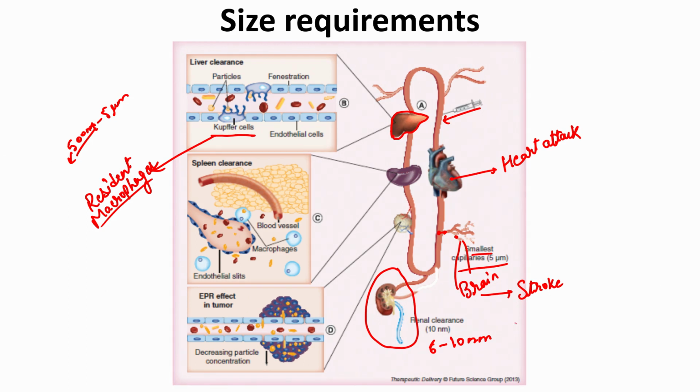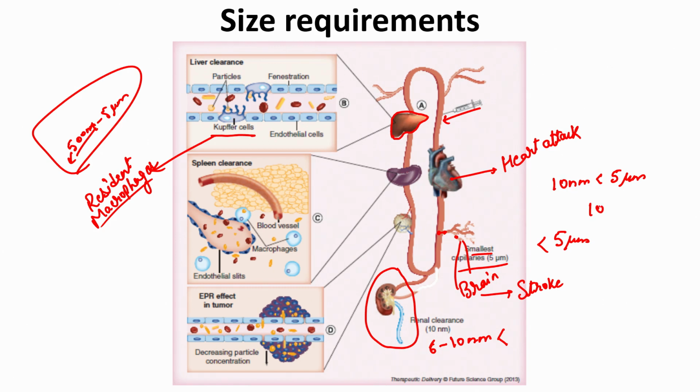So, you want to make sure your particles are greater than 10 nanometer. We have already said here we are saying less than 5 micron, here greater than 10 nanometer. So, that is one limit. Now, the liver will also take out 500 nanometer to 5 micron, even though not with very good efficiency, but it will still take them out. So, ideally, if we really want long circulation, we are talking about 10 nanometer to 500 nanometer.